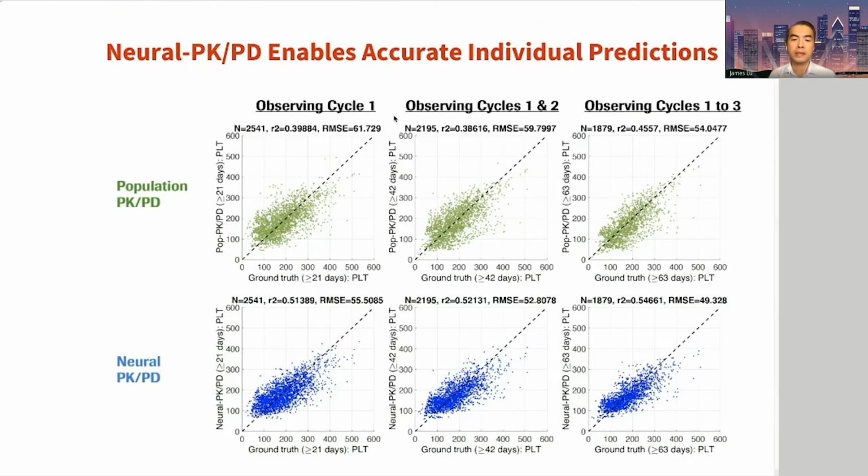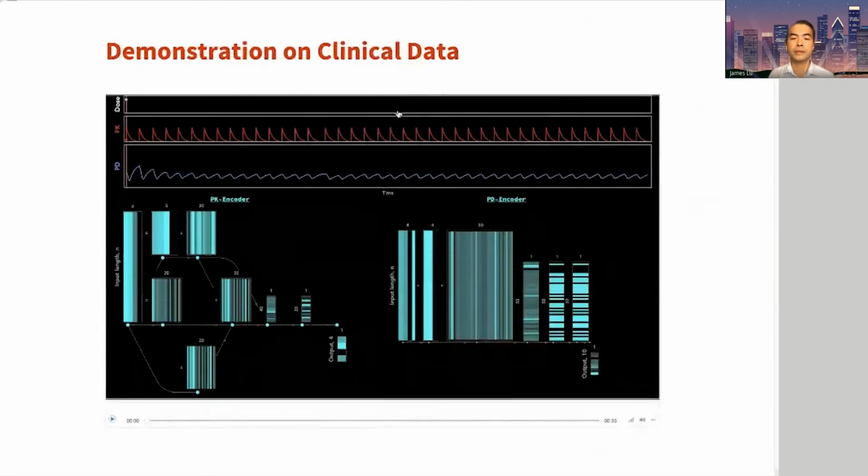And as expected, the more data we use, the better the predicted performance as we go from the first to the last column. In each case, we can compare the gold standard population PKPD model against the neural PKPD model and show favorable performance. Neural PKPD can adapt to emerging data and improve its predictions.